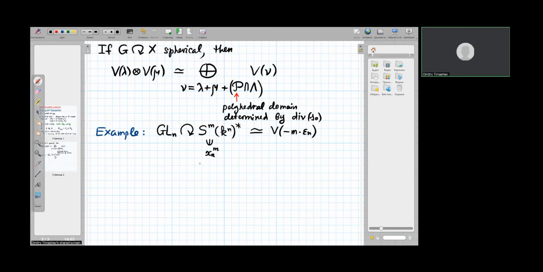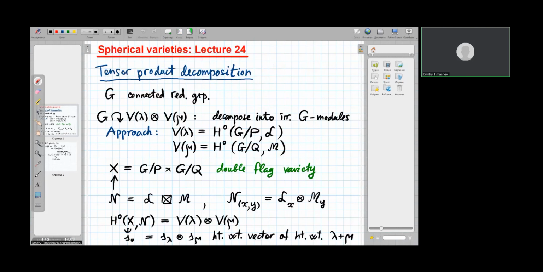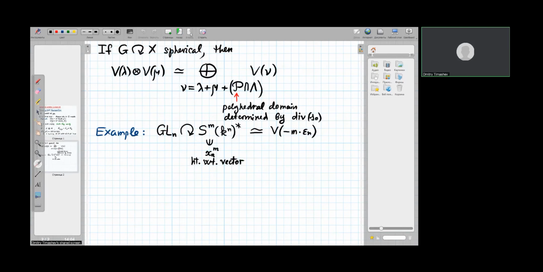So this is the highest weight vector. Let me write it here. Highest weight vector. And what is nice, why I prefer to consider a dual representation here, is that this representation has a clear geometric meaning in the spirit of what we discussed here. This representation has the following geometric meaning.